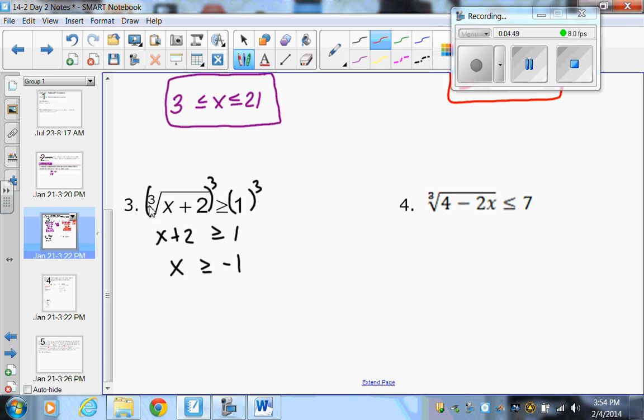Now, if we remember, with a cube root, there's no domain restriction, so I don't have to worry about solving for that other thing like we did on the square roots, because it's not an even index here. And when we take the cube root, we can have negative numbers. So our answer to this one is just that x is greater than or equal to negative 1.